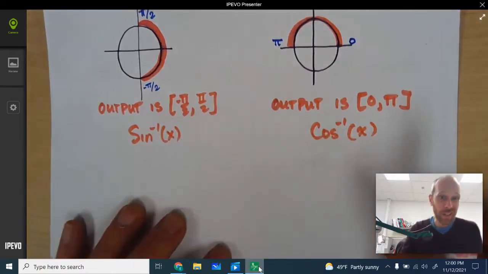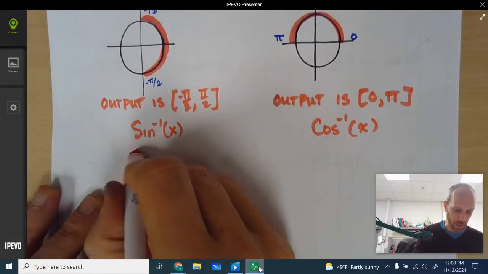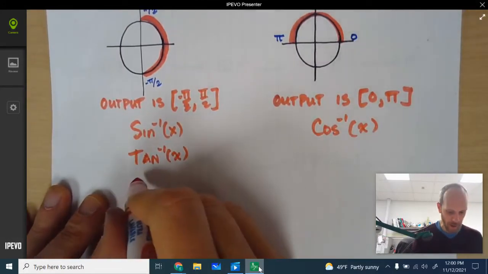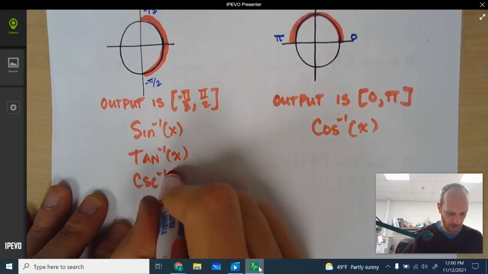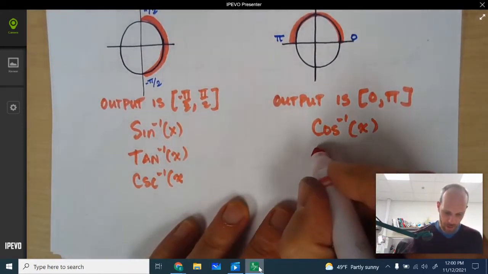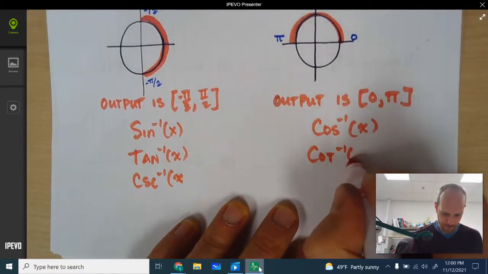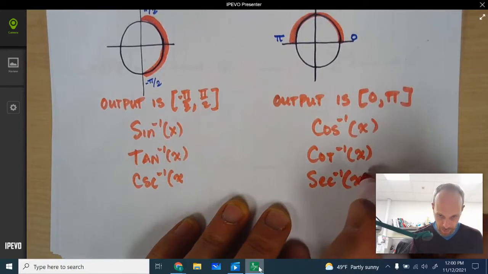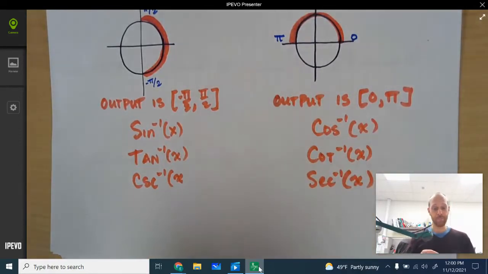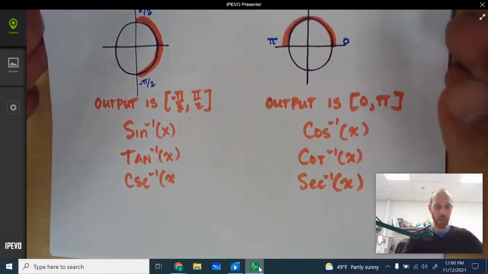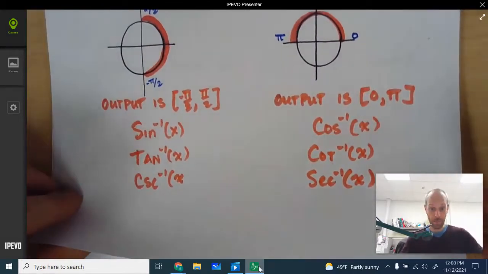I'm going to tell you the rest of them. Tangent uses the same principal branch as sine, as does the reciprocal of sine. And then for cosine, cotangent and inverse secant use the same branch. Once you got that written down, flip to the next page and let's do some problems with this.